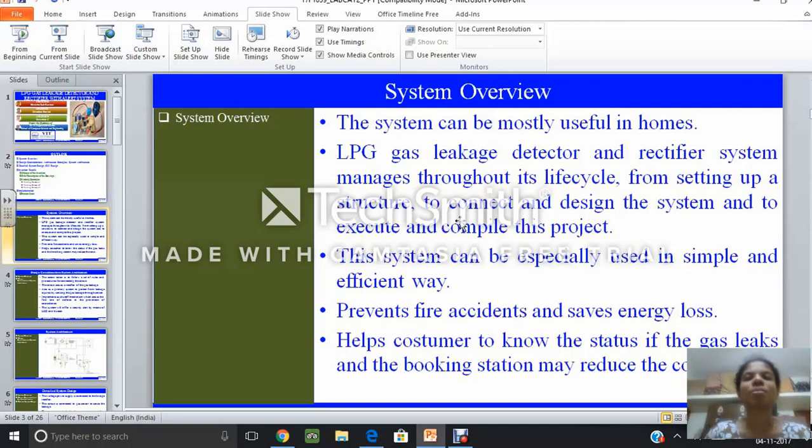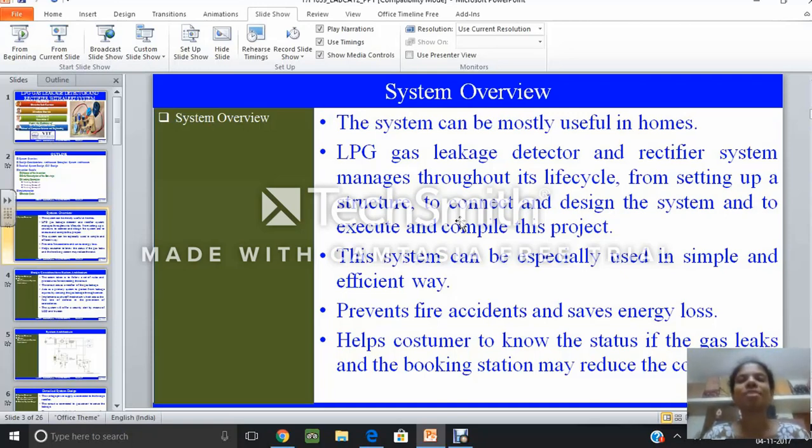The system can be mostly useful in homes rather than industries. The LPG gas leakage detector and rectifier system can be used throughout its life cycle, from planning a structure, to connecting and designing the system, and to executing and compiling the project. So you can connect according to the rules and you can execute using Arduino.